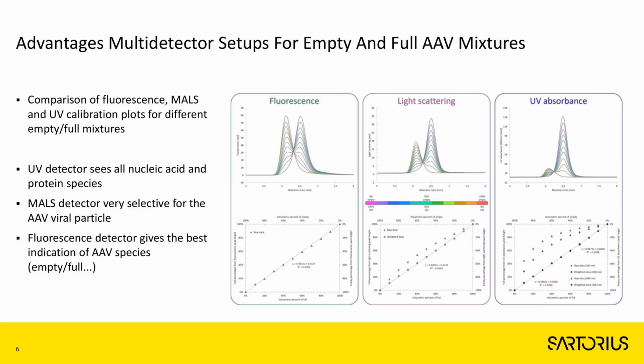While the fluorescence detector here shown on the left again is great, because it gives the best indication of all AAV species, because we can select it specifically to measure protein fluorescence. And of course, protein fluorescence means that we're measuring AAV capsid, irrespective of whether they're full, empty, or partial.